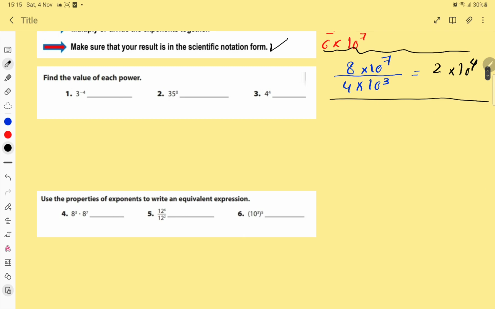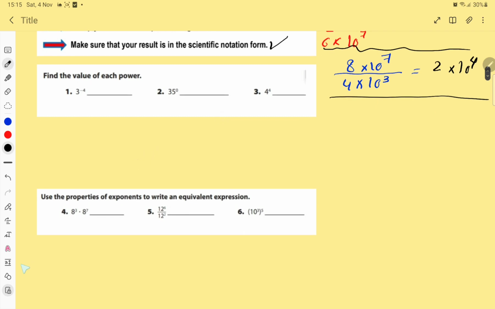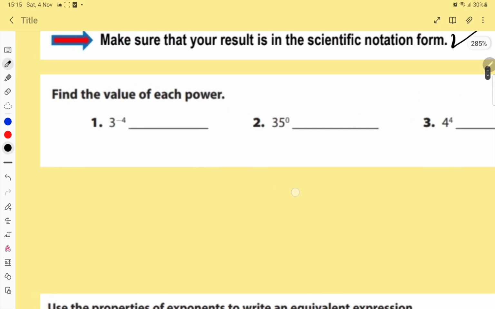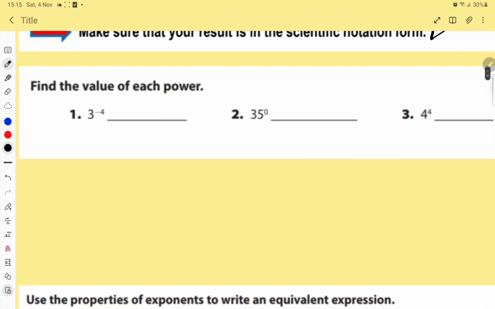Let's start. Find the value of each power. Now he is asking about 3 power negative 4. What is 3 power negative 4? We said that the negative makes a switch. So it becomes 1 over 3 power 4. Instead of 3 power negative 4, it will be 1 over 3 power 4, which is 1 over 81, as we have just mentioned before, because 3 times 3 times 3 times 3, 4 times, 81.